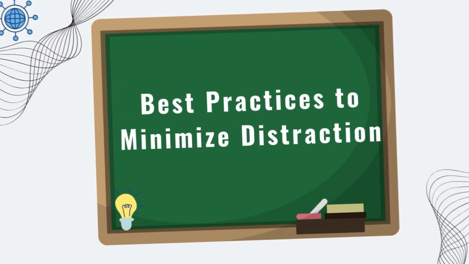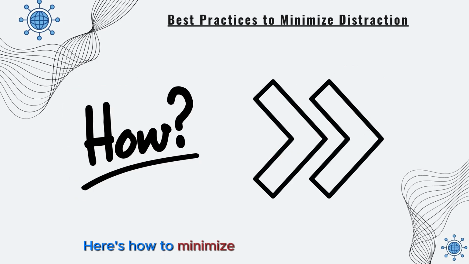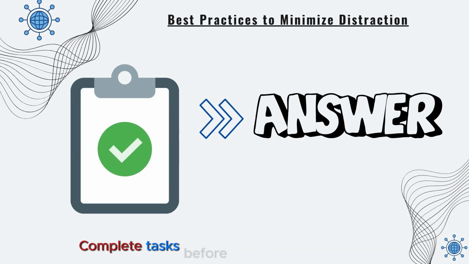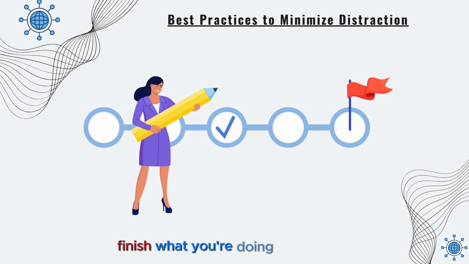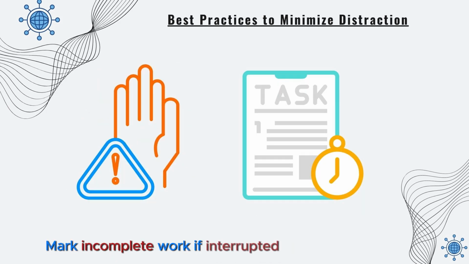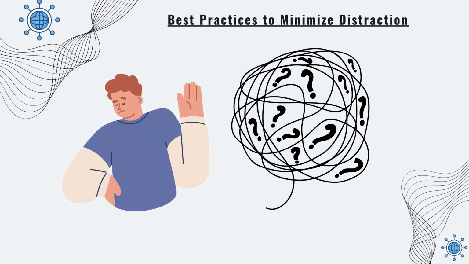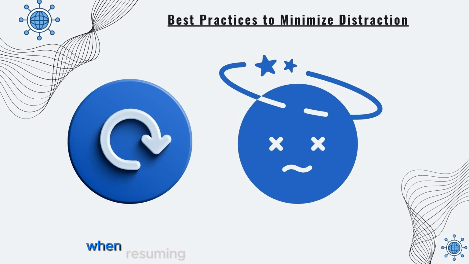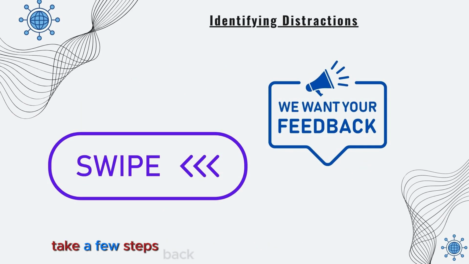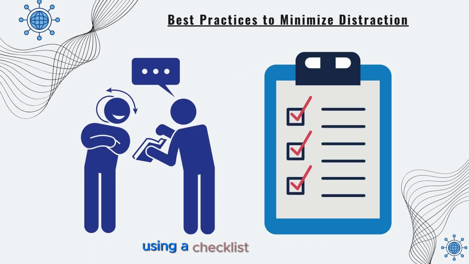Let's move on to best practices to minimize distraction. Here's how to minimize distraction. Complete tasks before responding. Finish what you're doing before addressing interruptions. Mark incomplete work. If interrupted mid-task, clearly mark your progress to avoid confusion upon returning. Review your work. When resuming after a distraction, take a few steps back and review your work before continuing. Double-checking. For critical tasks, consider having someone else verify your work using a checklist.